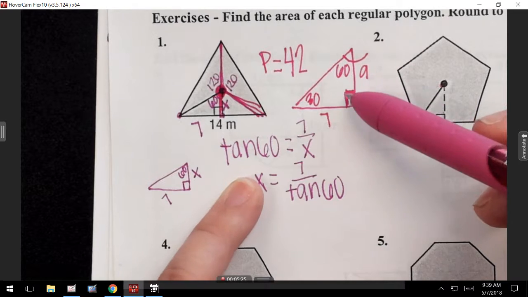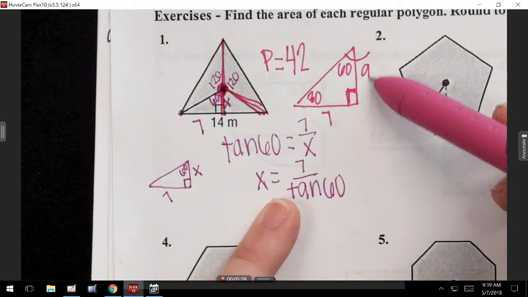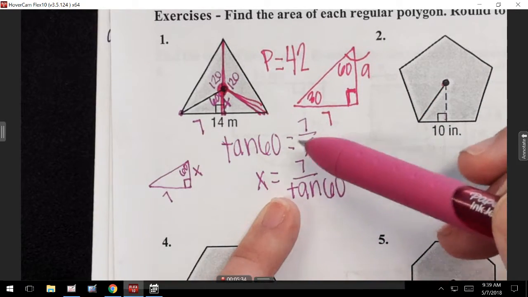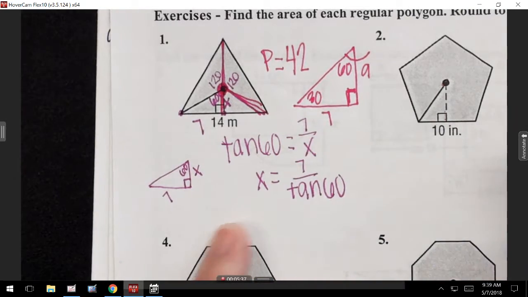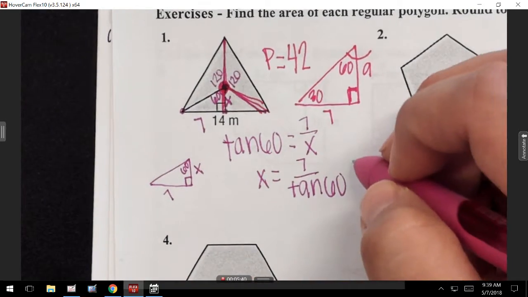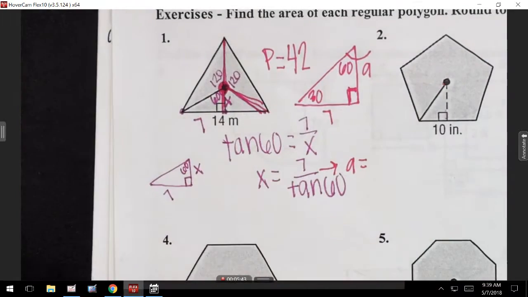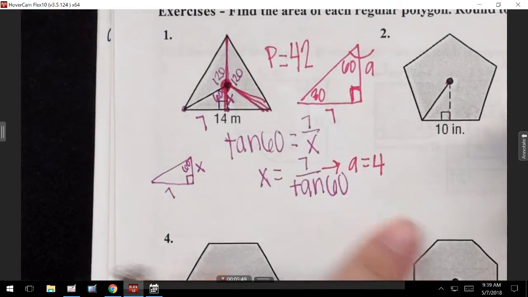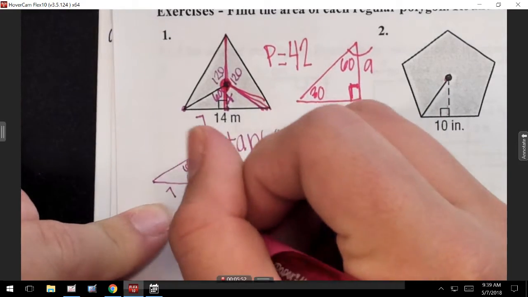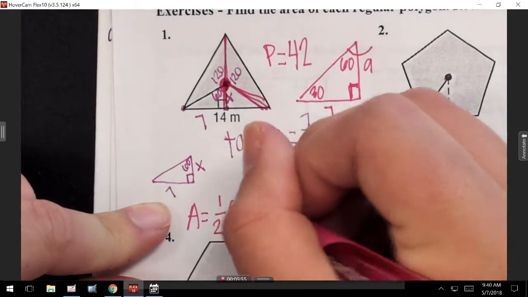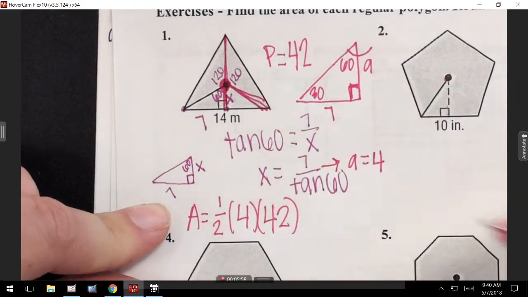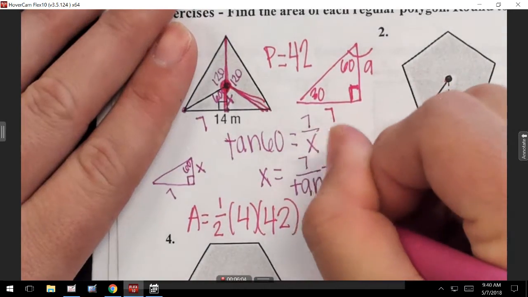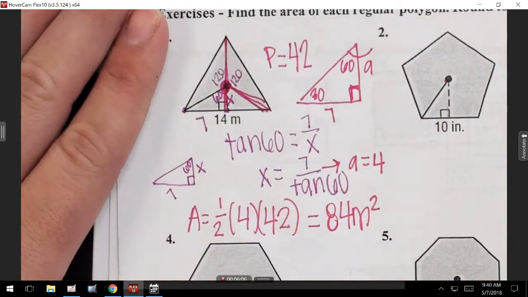Tangent of 60 equals 7 divided by your apothem, which is also your adjacent. So tangent of 60 equals 7 divided by x. When x is down low, switch them. So now this is your a. What was 7 divided by tangent of 60? 4. So we have your a and your P. Area is equal to 1/2, your apothem is 4, your perimeter is 42, which gives you 84 meters squared.